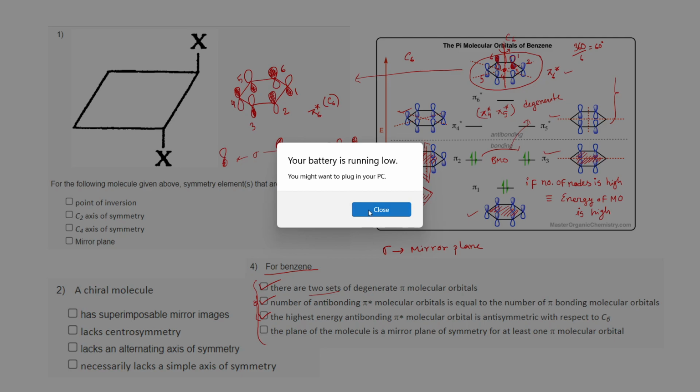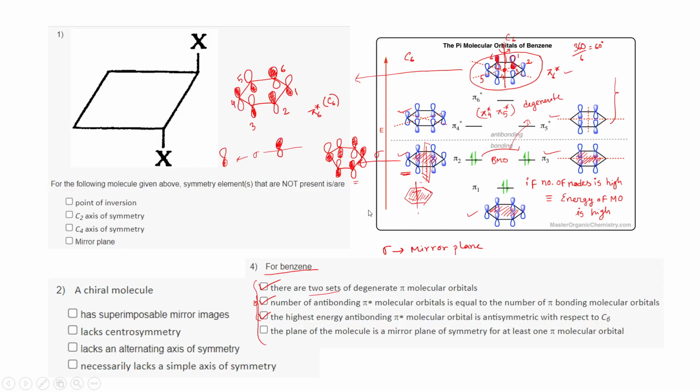The charge is very low. Let me quickly add the charger. Sorry for the interruption.